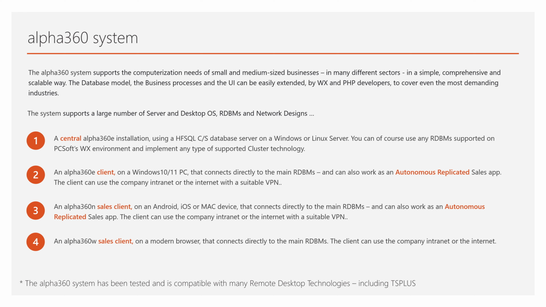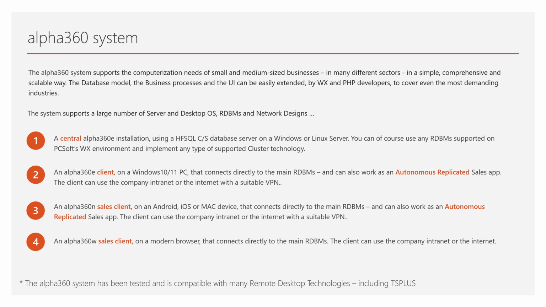Second, there is an alpha360e client that has the full functionality of the ERP and is a Windows 10 or 11 application that connects directly to the main relational database management system. But it can also work as an autonomous replicated sales app. More about this terminology we will see later in the video. This client can use the company intranet or the internet with a suitable VPN.